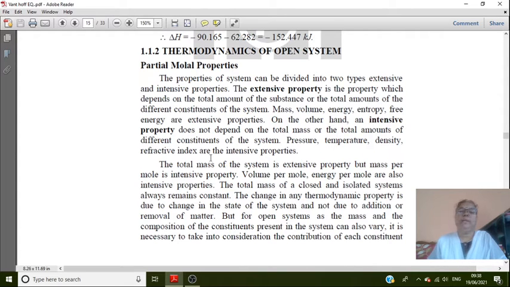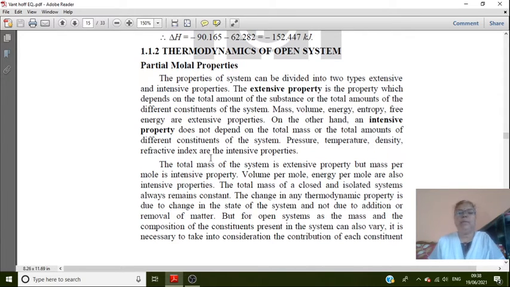Today you are going to learn the partial molar properties. The total mass of the system is an extensive property, but mass per mole is an intensive property. Volume per mole and energy per mole are also intensive properties. The total mass of closed and isolated systems always remains constant.